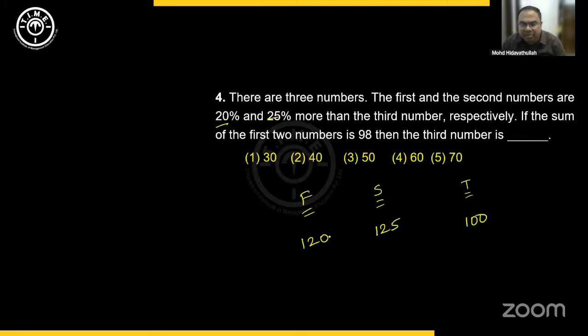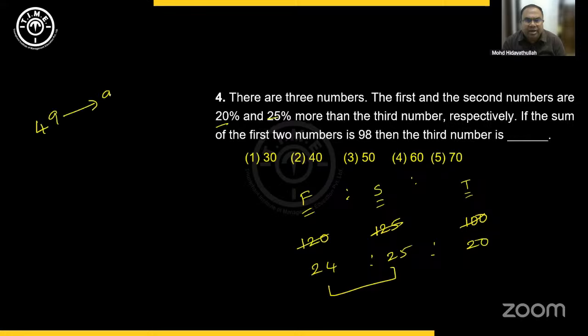So what I do here is remove the common factor. 5 is a common factor: 24, 25, 20. These are in the ratio of first, second, third. So the sum of the first two numbers is 24 plus 25, 49 parts, value 98. 20 parts, how much? 49 into 2 is 98, so 20 into 2, it has to be 40. Choice 2.